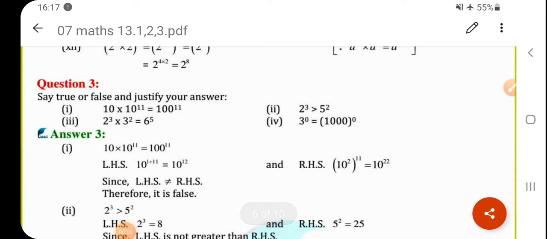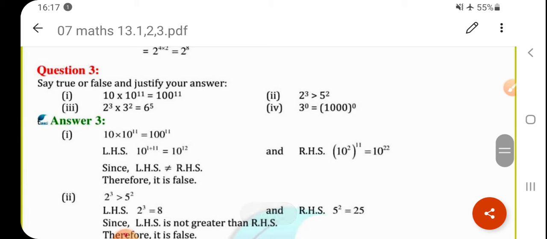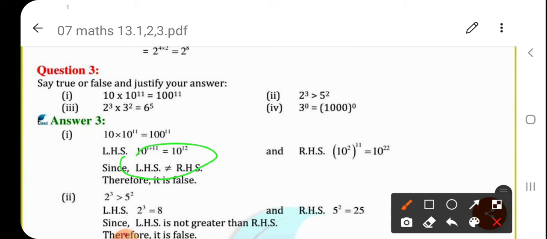Here, question number 3. Say true or false and justify your answer. We have to check whether the left hand side and right hand side are equal or not, and we have to write true or false. So first of all, in the first example, the left side is 10 into 10 raised to 11. The base given is the same, so you can add the powers. First, 10 raised to 1 plus 11 is equal to 10 raised to 12.